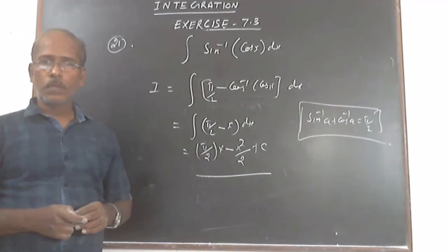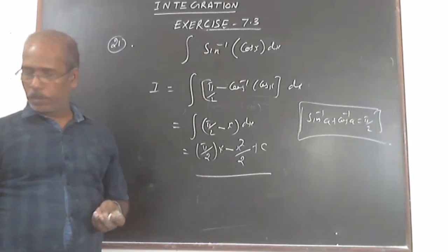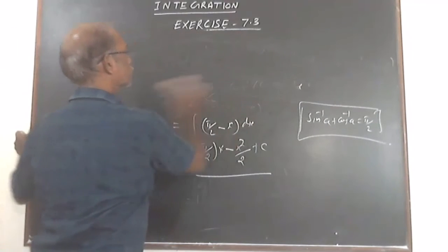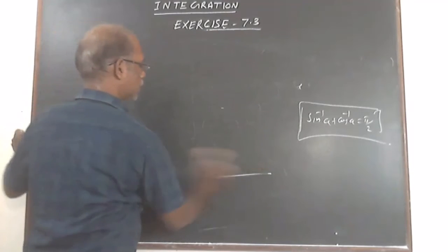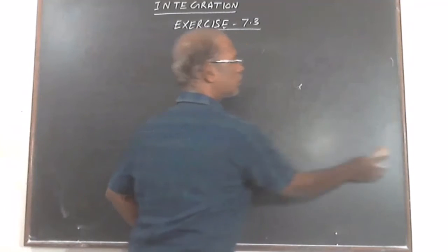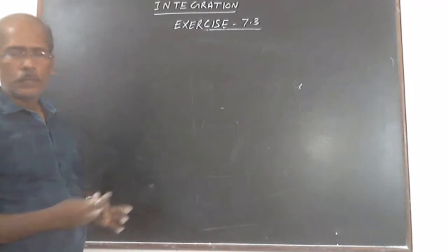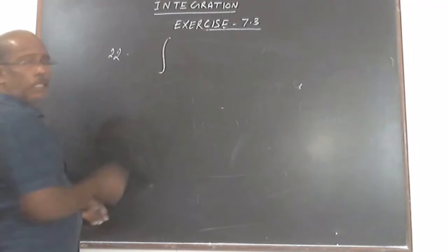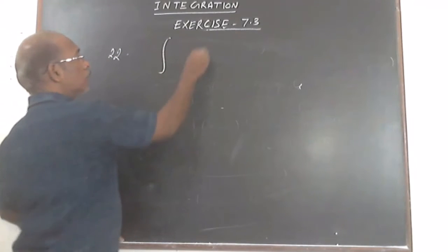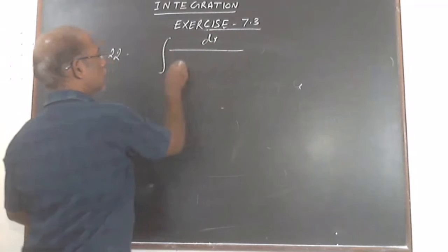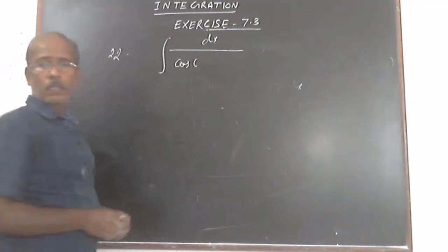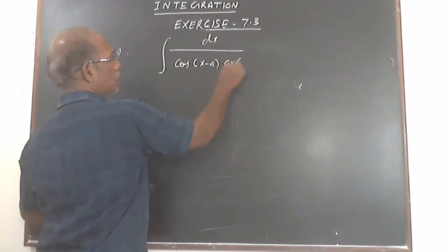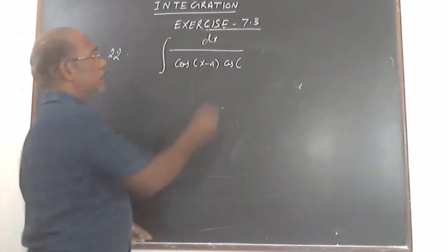Okay. Now we'll go to the next question, number 22, of the exercise 7.3. Integral of dx by cos of x minus a into cos of x minus b.